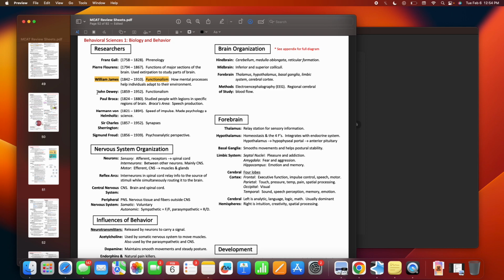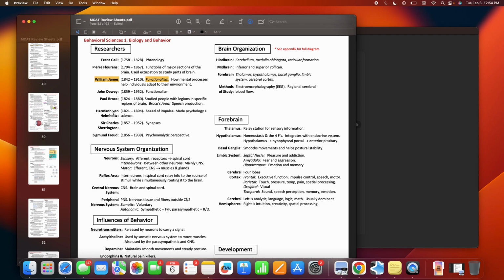And then we have John Dewey. Tell me which one is correct. He was the guy for functionalism again. So he also worked on functionalism, but after William James. Then we have Paul Broca, and if you know Broca's area, that's for speech patterns. So he studied people with lesions in specific regions of the brain, and that's why we have Broca's area, which is for speech production.